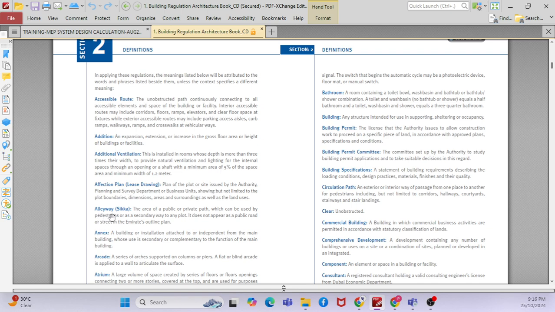Is this building regulation only for UAE, or is it global? Actually, whatever the guideline is, it is extracted from the international standards.